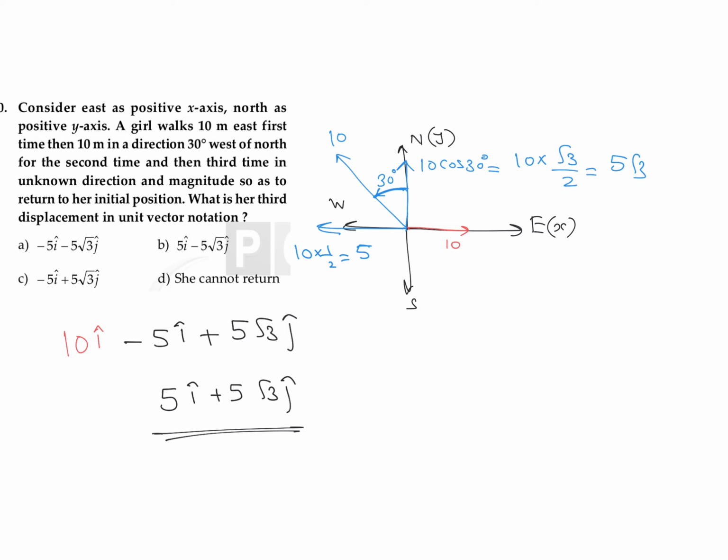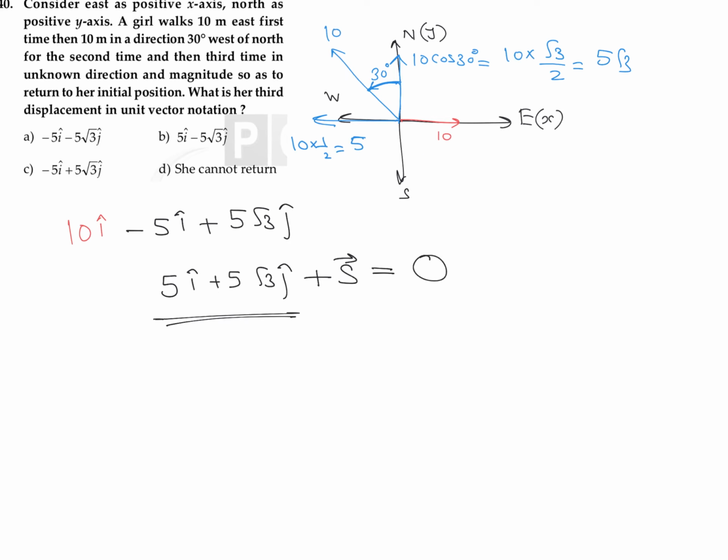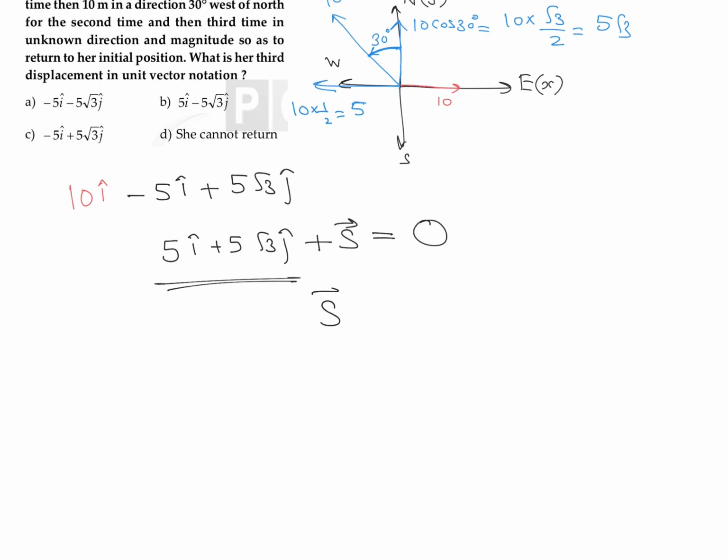So whatever answer we are getting right now is the net displacement. In the question they are asking for the unknown direction and the magnitude. There is a third time she displaces, so that she returns to the initial position. That means if we add some unknown displacement s to it, the net displacement will be equal to 0, because it is given that she is coming back to the initial position. So you can write the unknown displacement should be equal to minus 5 i cap minus 5 root 3 j cap.